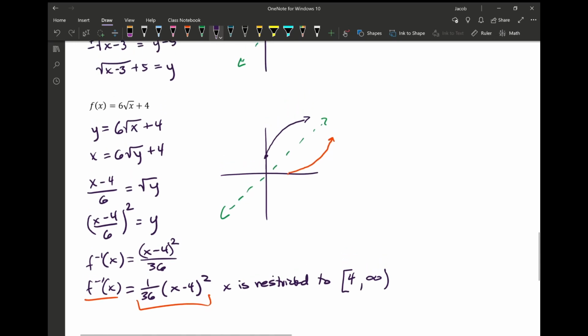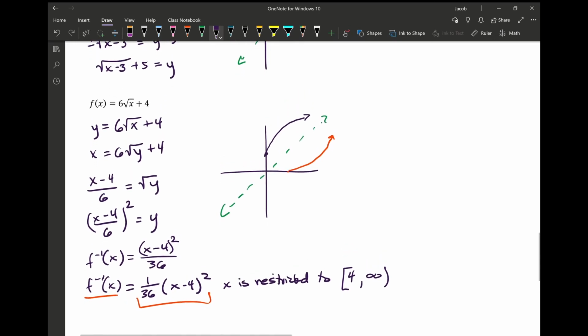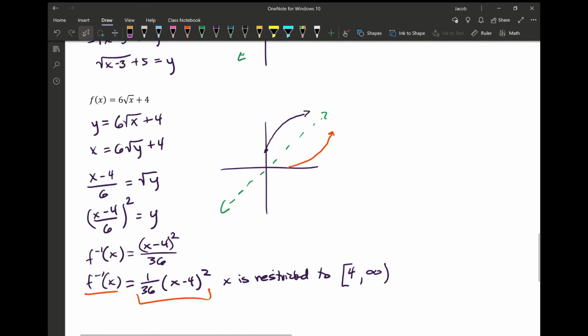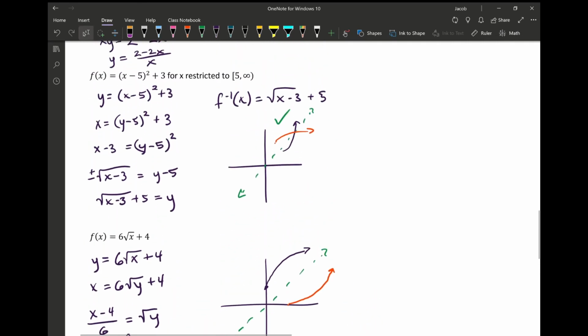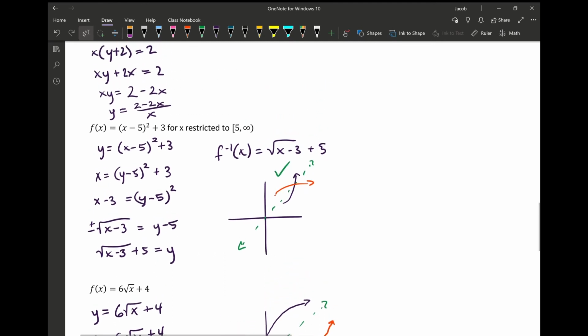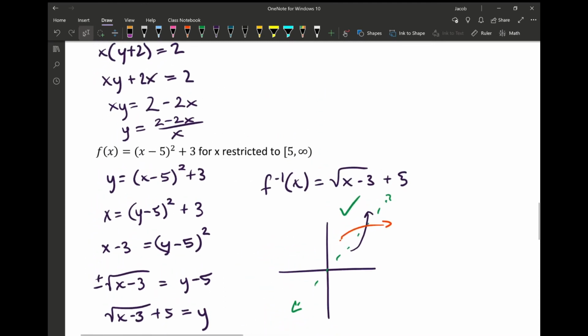So there you go. That's the notes on finding an inverse and making sure you have restricted domain if you need to for your answer, and making sure you are reading the restricted domain correctly for something like this one that's given to you.